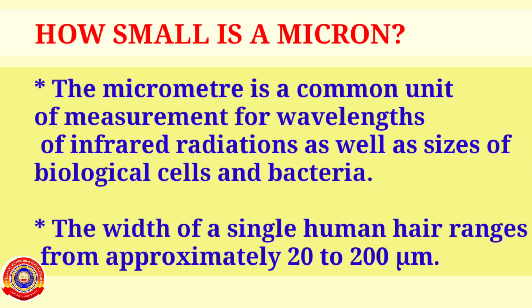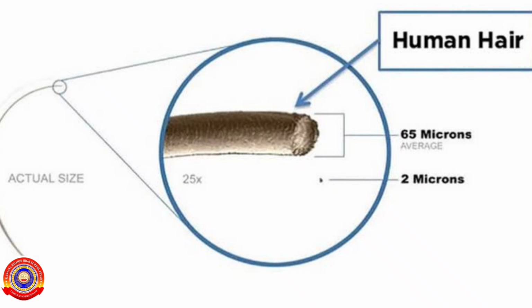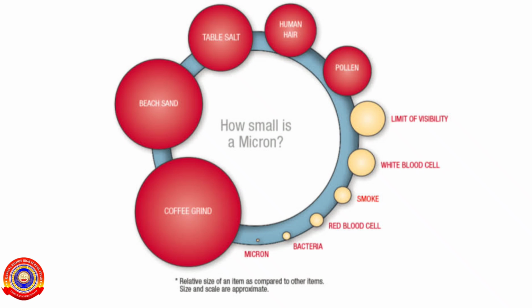A micrometer is a common unit of measurement for wavelengths of infrared radiations as well as sizes of biological cells and bacteria. The width of a single human hair ranges from approximately 20 to 200 micrometer. Now you got an idea how small it is.